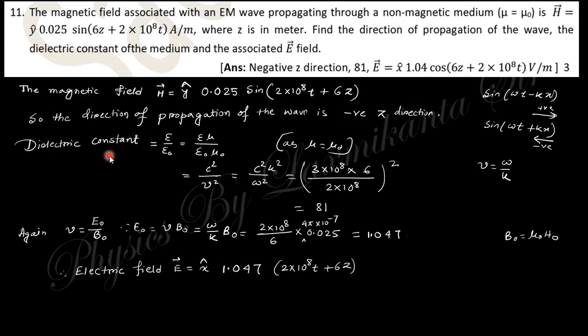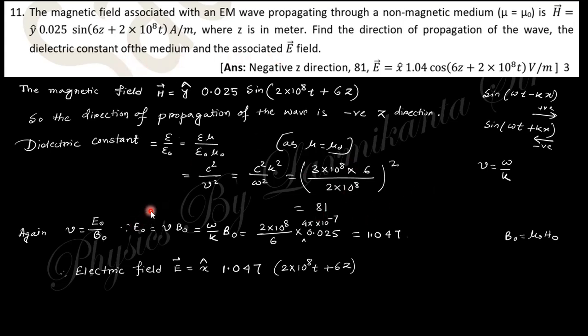Then the dielectric constant. Dielectric constant is nothing but epsilon by epsilon naught. Since this is a non-magnetic material, mu equals mu naught. If you multiply mu and mu naught, 1 by epsilon naught mu naught is c square, and this will be v square. Hence v equals omega by k. Putting this value, you can see this is (ck by omega) whole square. C is the speed of light, that is 3 into 10 to the 8. K is 6, and this is omega. Putting these values, you will get 81.